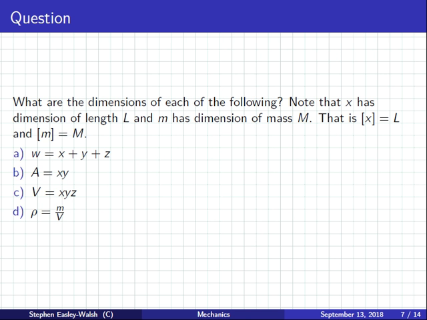Yeah, so you can write that, Ben, as L squared or L cubed. You know what I mean? Yeah, in the last one, you know also that the dimension of m is mass.